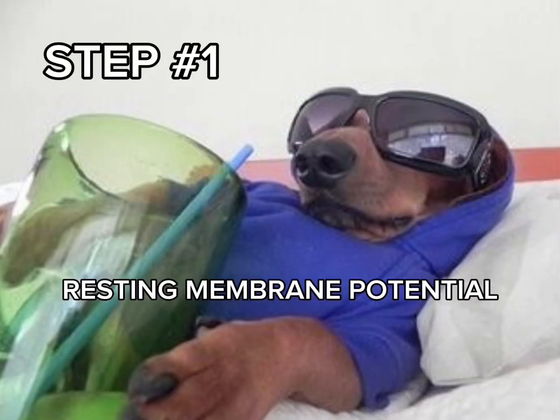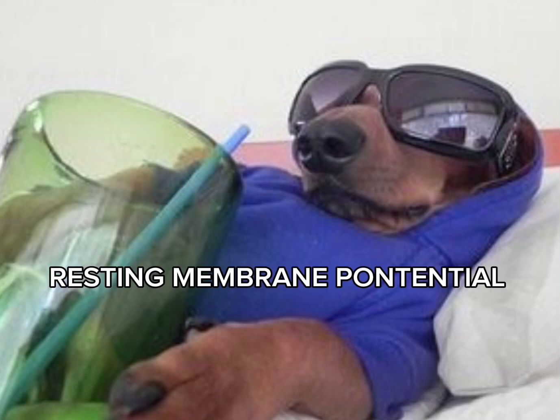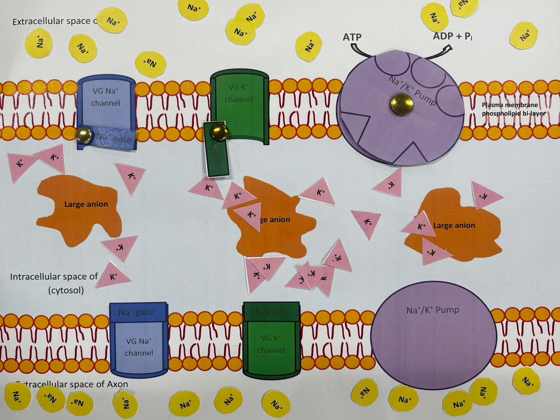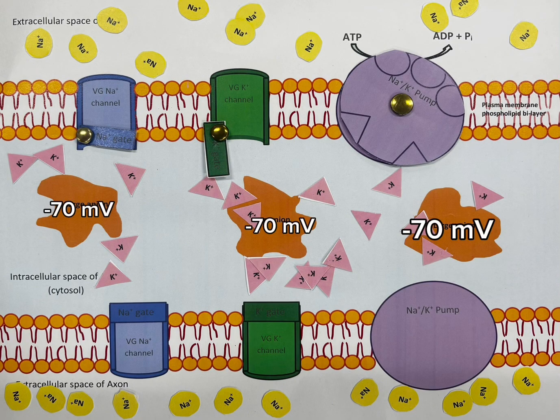Step 1. Resting membrane potential. Without stimulation, cells like neurons and muscle fibers maintain a state known as the resting membrane potential. In this state, the inside of the cell is negatively charged due to the presence of large anions. The cell right now is sitting at minus 70 millivolts.